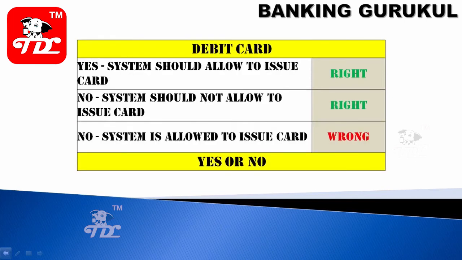Sometimes we say we can issue a debit card to a fixed saver, so whenever you want money, you can withdraw. At product level, you can mention debit card yes or no. If it is yes, you can issue a debit card to the fixed saver account. If it says no, you can't issue a debit card. If it says no but the system allows issuing a card, then it is a wrong, negative scenario. These things also you have to test while testing fixed saver accounts.